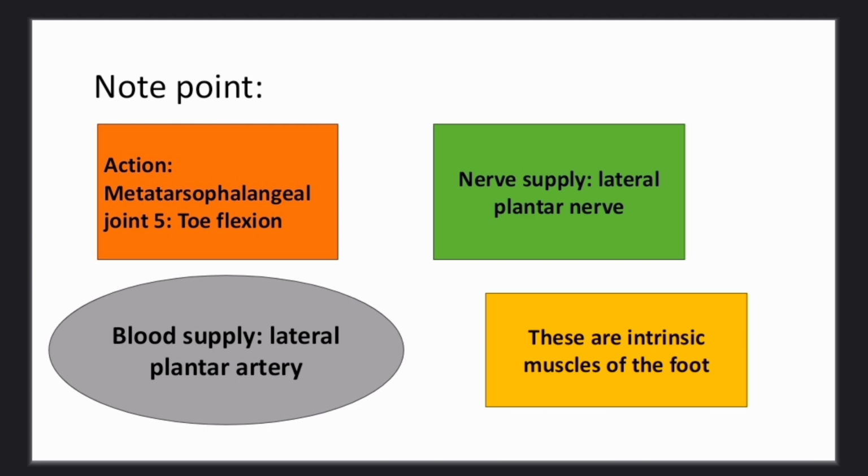The third point is their blood supply. The blood supply mainly comes from the lateral plantar artery. Some muscles may also receive a branch from the arcuate artery, but remember these muscles get supplied by the lateral plantar artery. The fourth point is these three muscles are intrinsic muscles of the foot because they both originate and insert within the foot itself. So these are the key points.